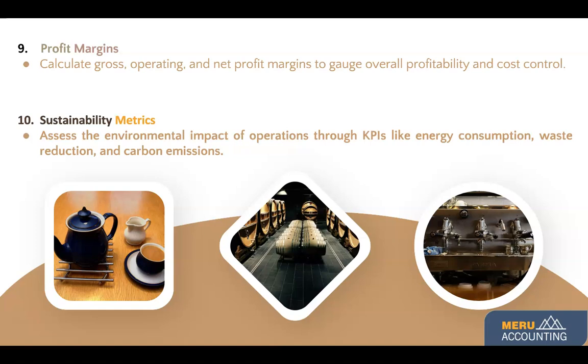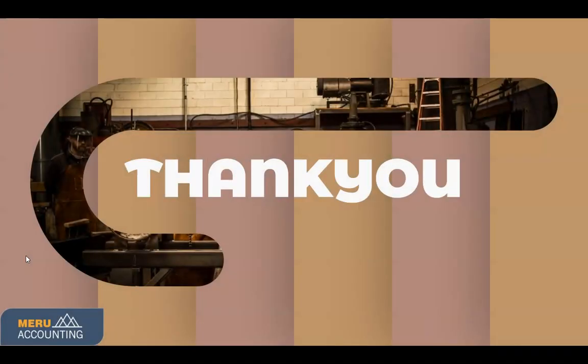Tenth, sustainability metrics. To assess the environmental impact of the operations using the KPIs such as energy consumption, waste reduction, and carbon emissions. Monitoring these metrics helps to identify areas for improvement and support sustainability efforts by reducing the environmental footprint.